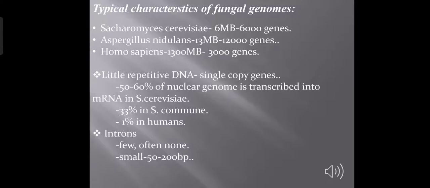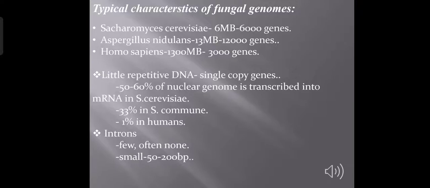Typical characters of fungal genomes. Saccharomyces cerevisiae is 6 Mb, that is 6000 genes. Aspergillus nigricans is 13 Mb and 12,000 genes. Homo sapiens is 3,000 Mb with about 30,000 genes. There is little repetitive DNA, with mostly single copy genes.